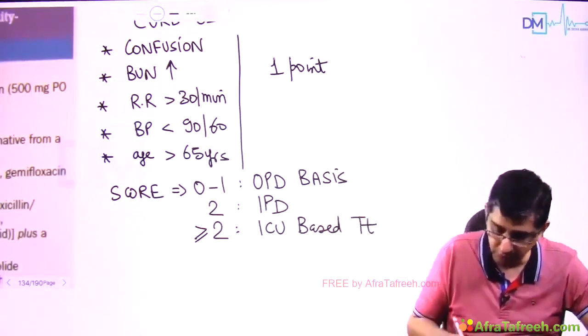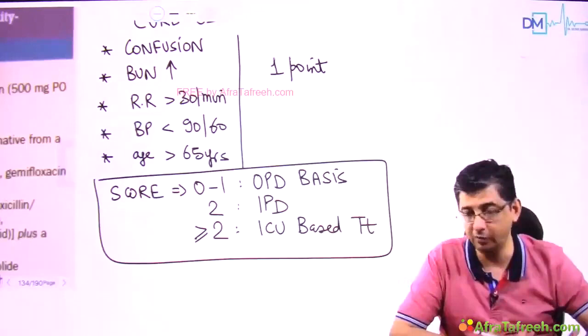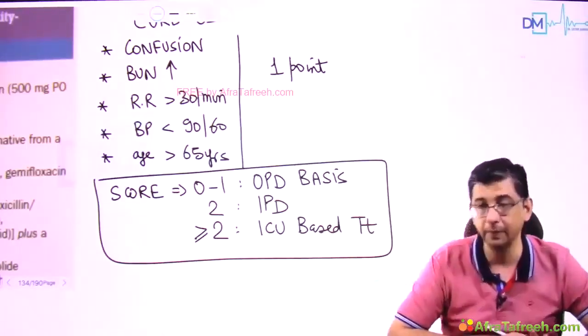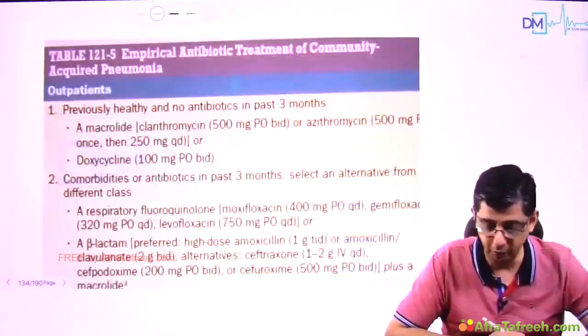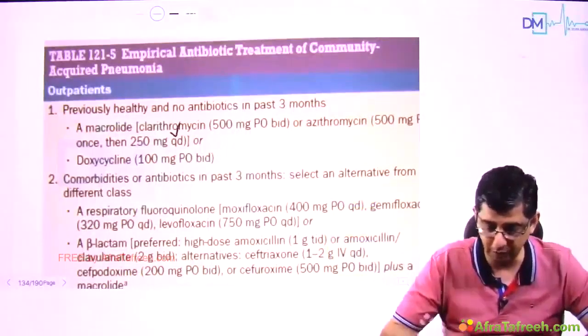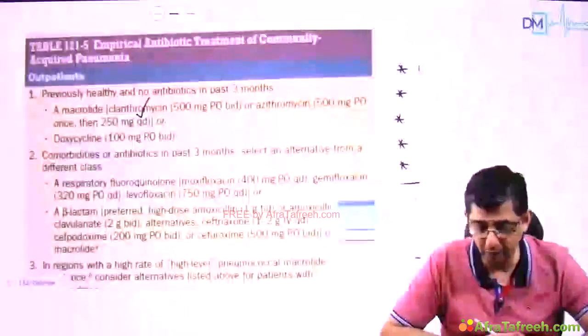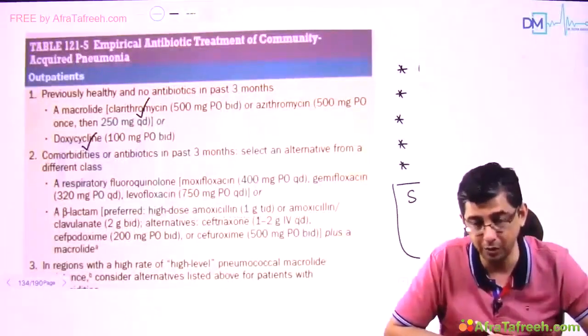So he can obviously give you scenarios of the CURB-65 score in the patient, and then you will have to treat the patient. Let us see what we will do if the score is 0 to 1. According to Harrison, if the score of the patient is 0 to 1, in the outpatient department, the first-line antibiotic to be given to any patient is clarithromycin. It is either clarithromycin or azithromycin. Macrolides can be given, or for that matter, the second antibiotic that can be used is doxycycline.